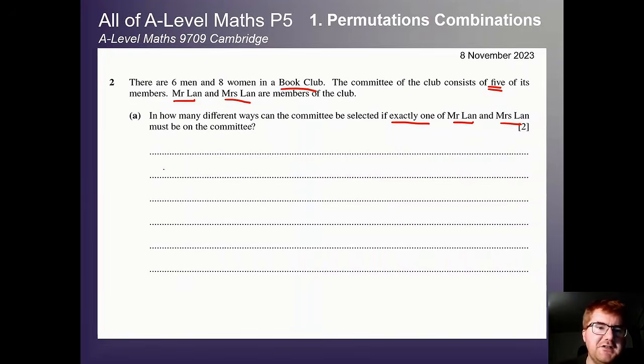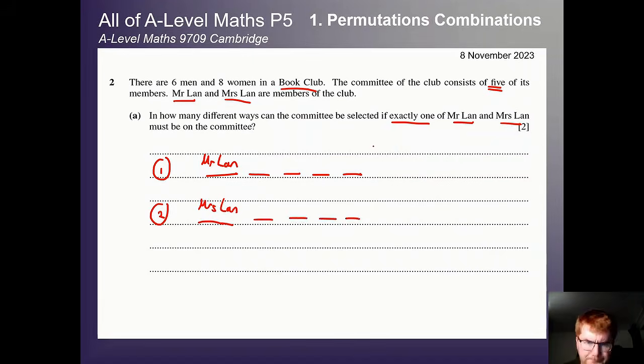So we have 2 situations here. We have a situation where Mr. Lan is on the committee, and then we have 4 other members of the committee. And we have a second situation where we have Mrs. Lan on the committee, and then 4 other people. So what I want to do from these 4 slots that are remaining, let's have a look here. We have 6 men and 8 women. I've already selected a man here, and I don't want Mrs. Lan in there as well.